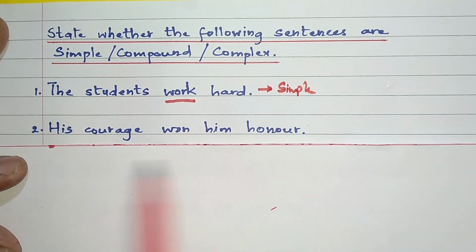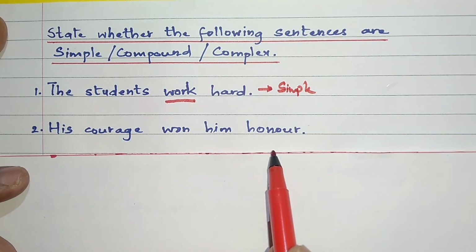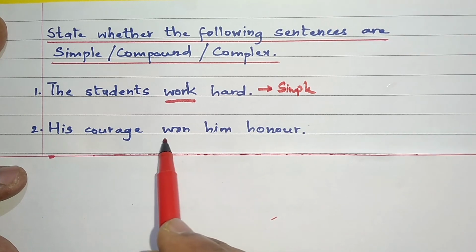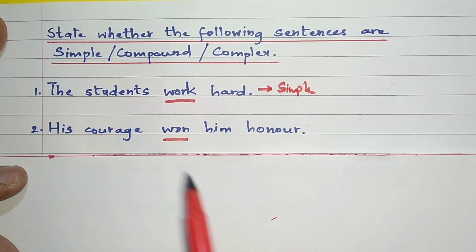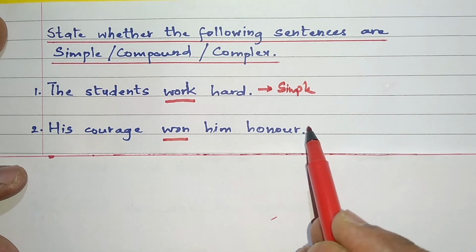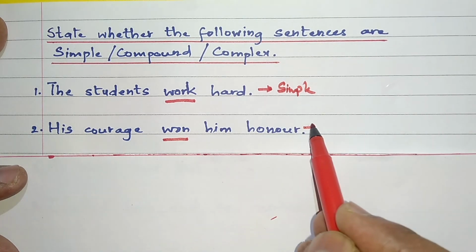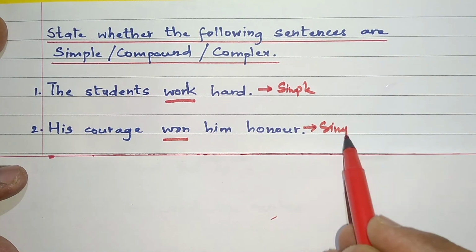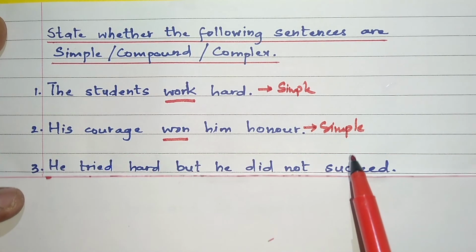Next, his courage won him honor. Here, won is the verb and it is a finite verb. So therefore, the sentence contains only one finite verb. So this sentence is a simple sentence.